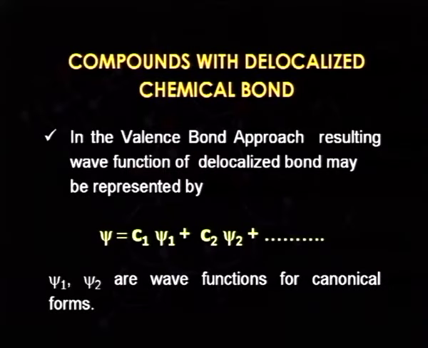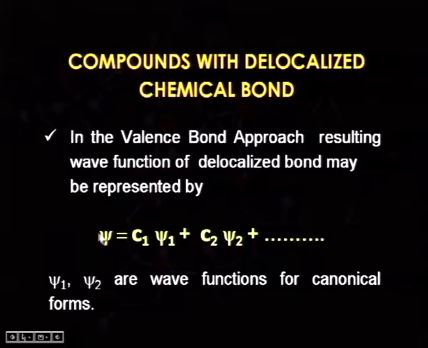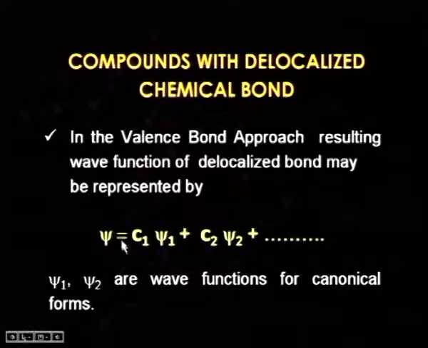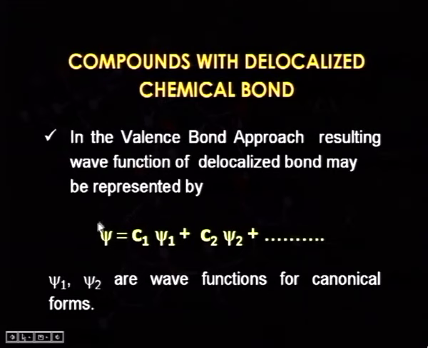In the valence bond approach, the resulting wave function for the delocalized molecular orbital may be represented by this equation. Psi1, Psi2 are the wave functions for the various canonical forms. Canonical forms means various Lewis structures. So, we can see how the delocalized MO is linearly related to the wave functions of the canonical forms.